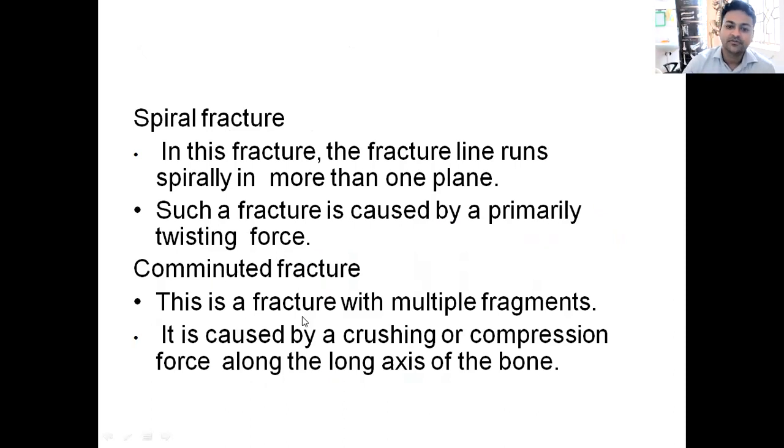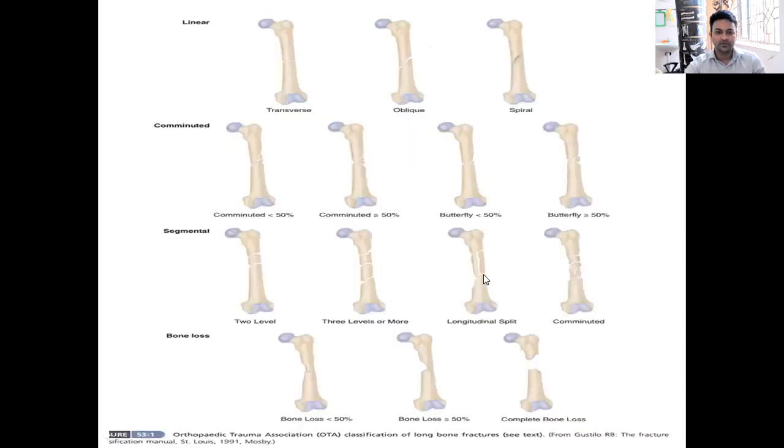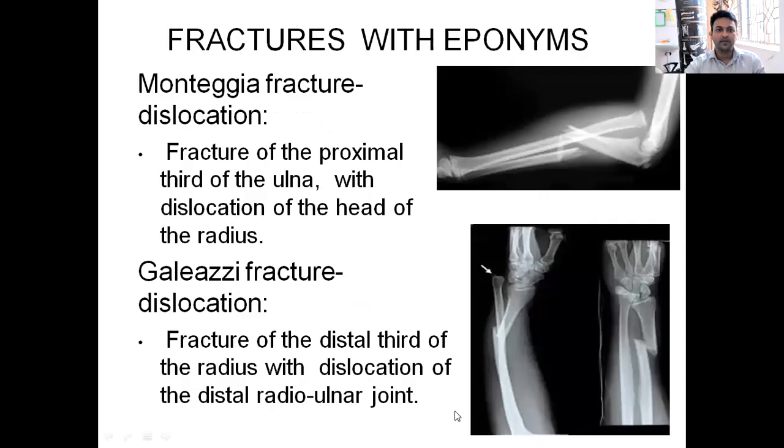Comminuted fracture: there is a fracture with multiple fragments. It is caused by a crushing or compression force along the long axis of the bone. A segmental fracture: in this type, there are two fractures in one bone but at different levels. A fracture may have a combination of two or more patterns. For example, it may be a comminuted but primarily a transverse fracture. Here you can see the various types of fractures.